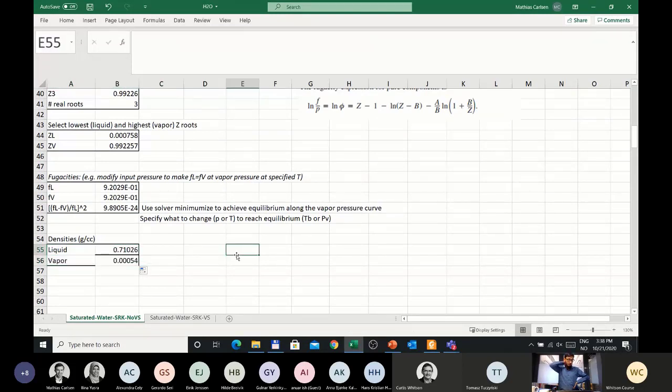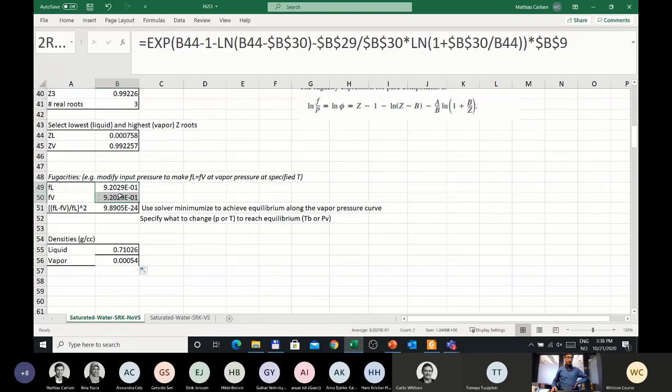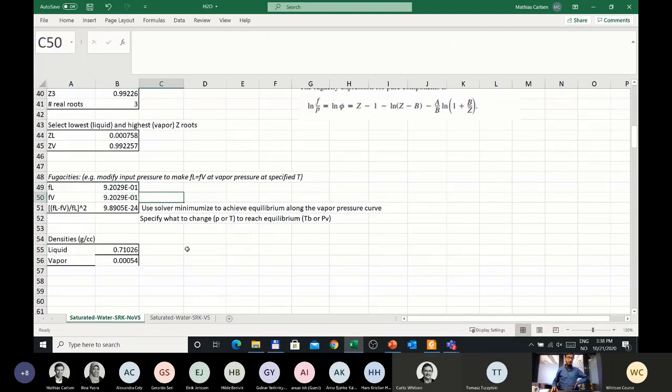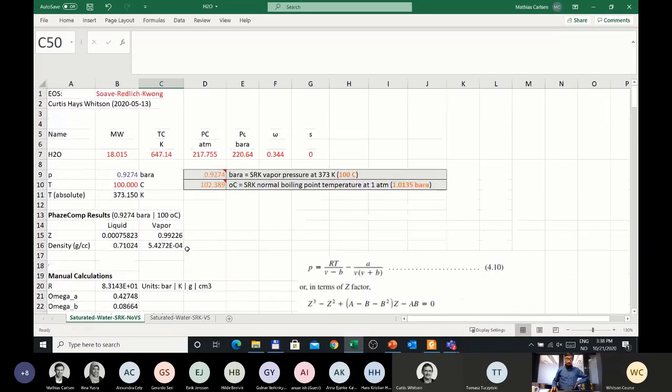So that's how an equation of state model can be applied to a pure component to do the phase behavior calculation, calculating the vapor pressure and also calculating the densities at vapor pressure by maintaining this fugacity constraint.